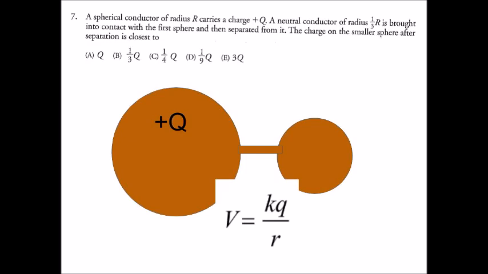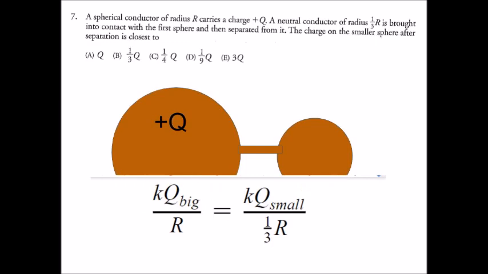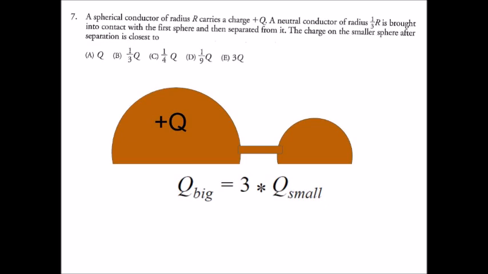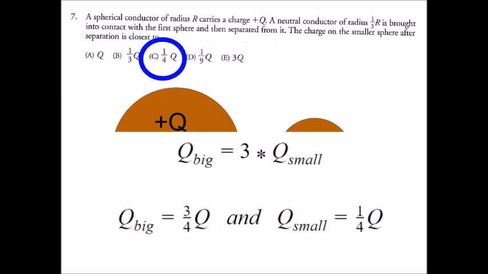Anyway, we have kQ big over r is going to equal kq small over 1/3 r. Then you can rearrange, get rid of the constant. So 3 times q small is equal to Q big. That means that q small is 1/4 Q and Q big is 3/4 Q, because big and small together have to give you back your original Q. Again, charge flows until the voltages, the heights, even out.